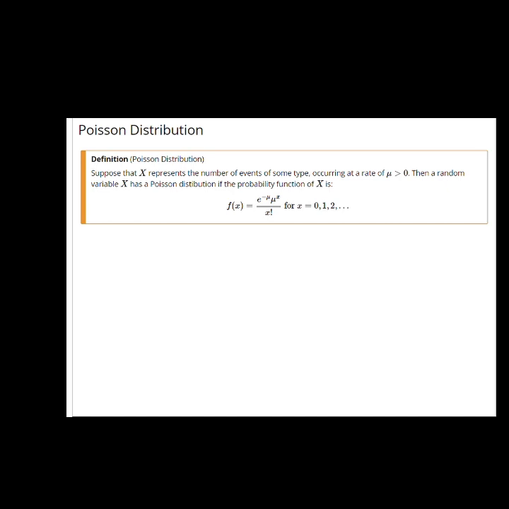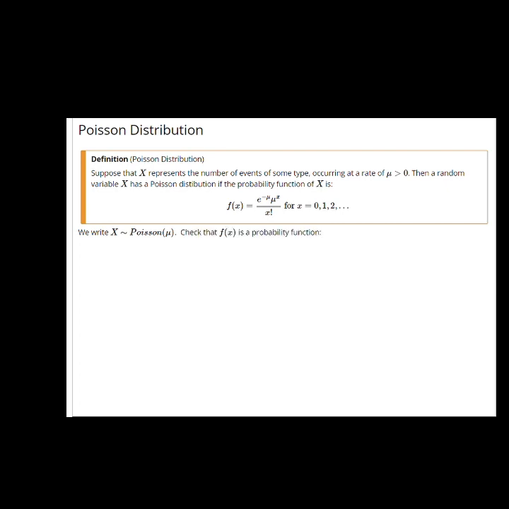Then we say a random variable x has the Poisson distribution if the probability function for x is given by f of x equals mu to the power x e to the minus mu divided by x factorial. And since it's a count, x could be 0, 1, 2, it could be any non-negative integer. In this case, we'll write x is distributed according to the Poisson with parameter mu.